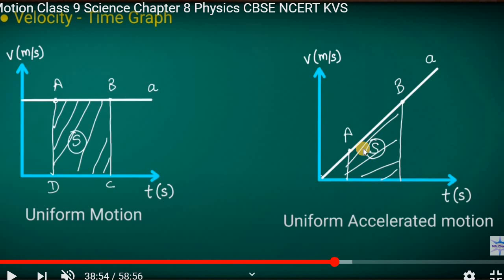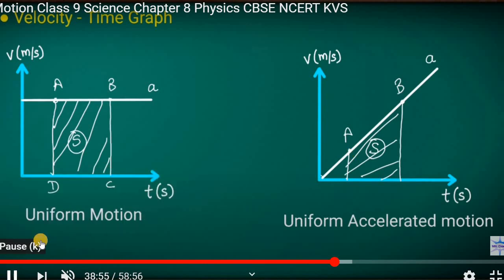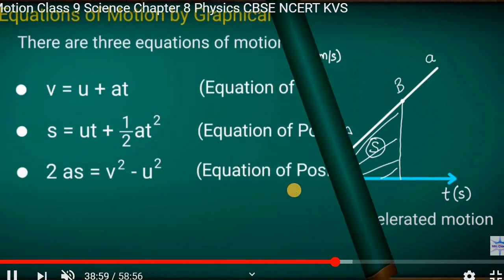Whereas in the next graph, if we draw the perpendicular line from A to B, then if we count this area, we get the distance, or you can say the magnitude of the accelerated motion. So now we will discuss the numericals of this velocity versus time graph.